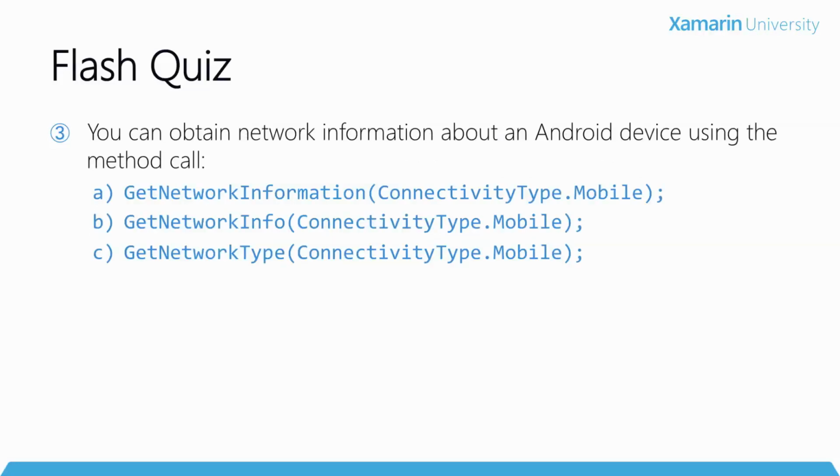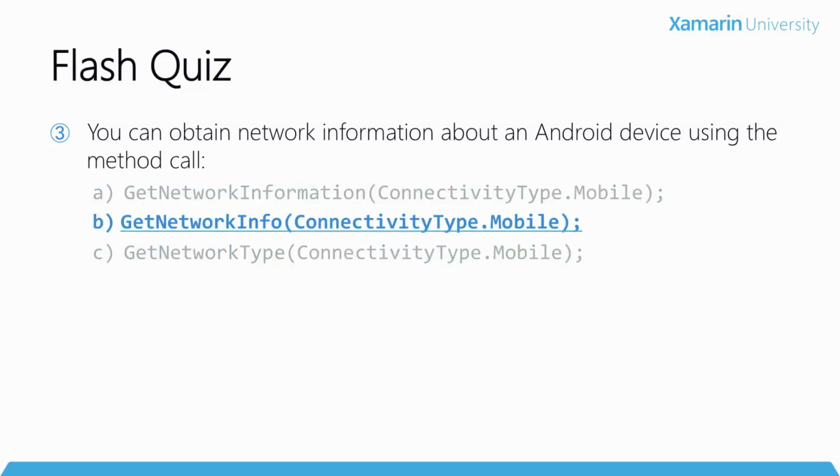Question 3. You can obtain network information about an Android device using which method call? A. Get network information, passing connectivity type.mobile. B. Get network info, passing connectivity type.mobile. Or C. Get network type, passing connectivity type.mobile. There we're going to use get network info, and we're going to pass the connectivity type.mobile. This will give us the network information for Android.